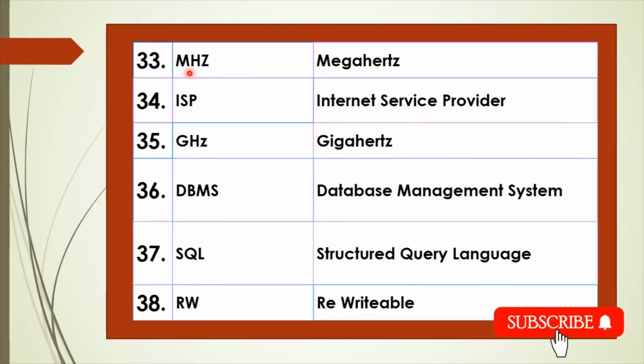Now MHz, megahertz. ISP, internet service provider. GHz, gigahertz. DBMS, Database Management System. SQL, Structured Query Language. RW, rewritable.